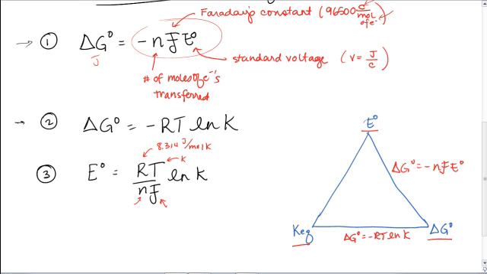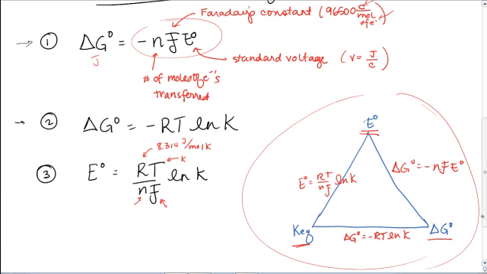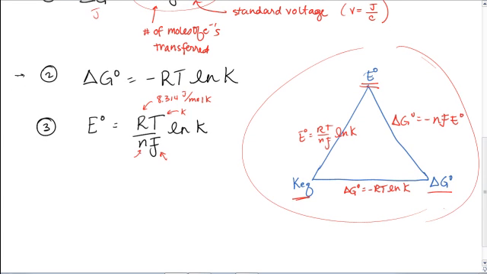So if you have one, you can get to the other. And the third equation is from going from E naught to K_eq, and that's E naught is equal to RT over nF natural log K. So this little triangle here allows us, if you have one of those constants, to figure out the other.